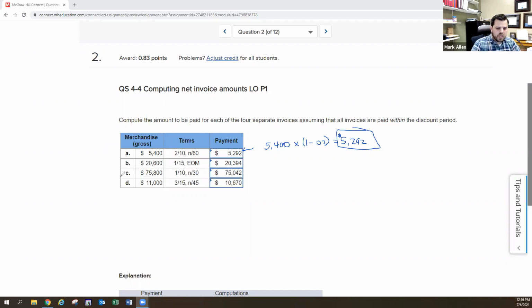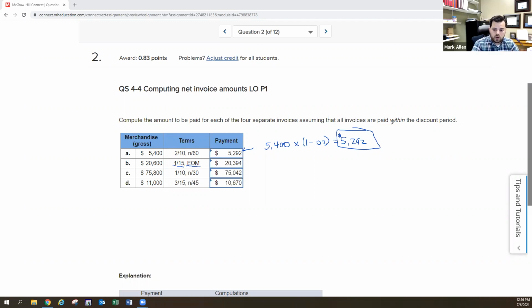Now, for letter B, we come in and we look. On letter B, we've got the same type situation, but we have a slightly different notation. You'll notice here, this notation is EOM, right? That just means end of month, right? So we'll pay this at the end of the month, is when the bill is actually due. And if I want the discount, I have to pay within 15 days. Of course, in this case, that would be a 1% discount. So the standard way to read that term then is we get a 1% discount if we pay within 15 days. Otherwise, the bill is due at the end of the month.